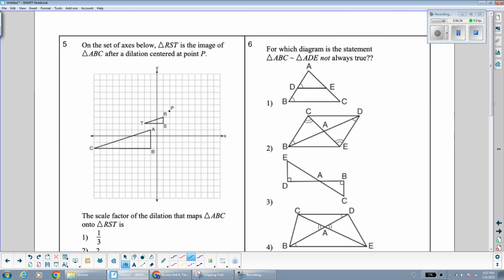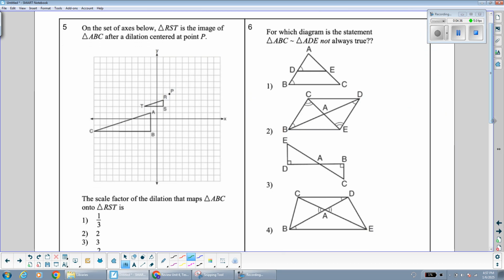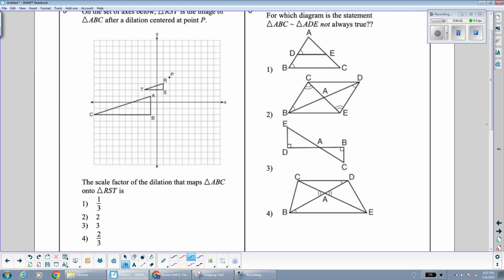Okay. For number 5, we need the scale factor of dilation that maps ABC onto RST. So the reason why it's 1/3 and not 3 is because we're getting smaller. This is the pre-image, this is the image. 1, 2, 3, 1. It's getting 1/3 of the size. So the answer is 1.